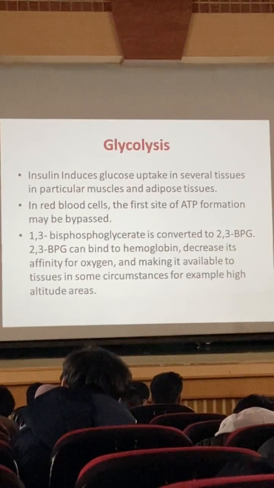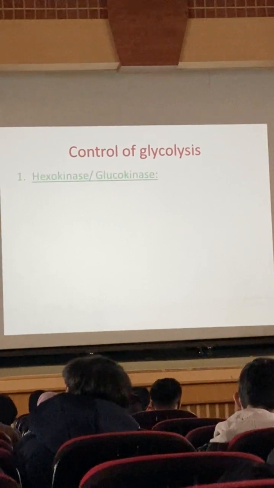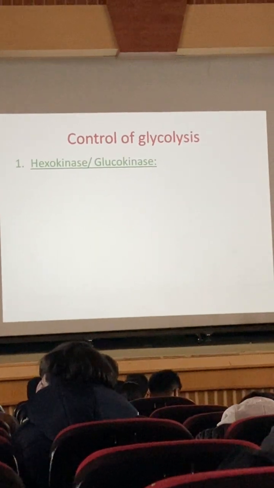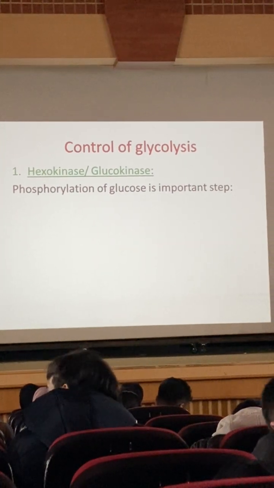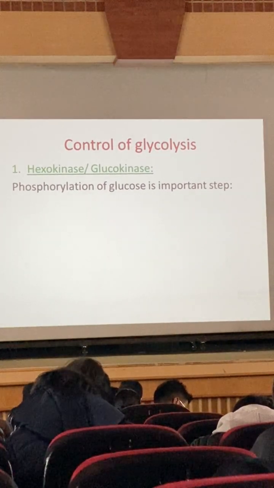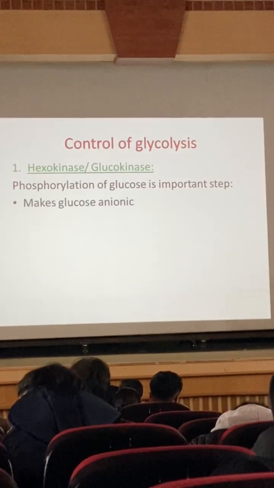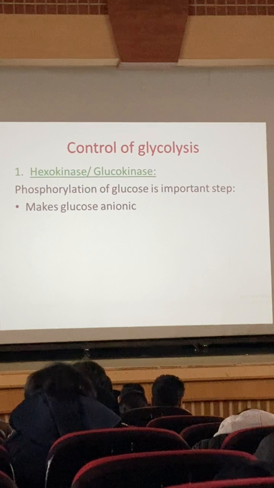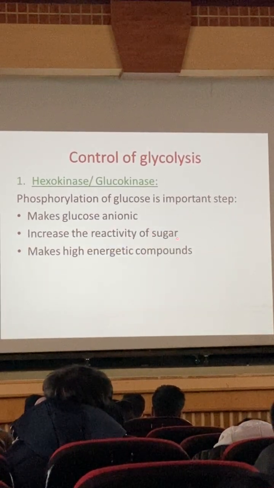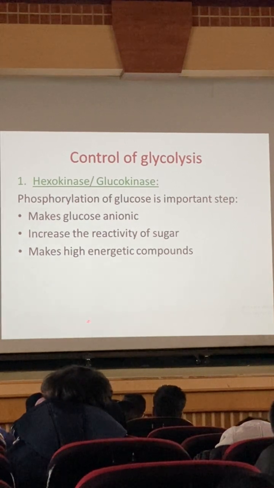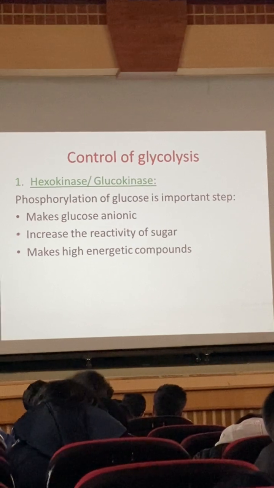Hemolysis. Okay? So how do we control glycolysis in the liver? Hexokinase and glucokinase. We said phosphorylation of glucose is a very important step. One of you said because we want glucose to be trapped inside the cell, we don't want glucose to go out. Another reason is to make glucose anionic, increase the reactivity of the sugar, and make it ready for the next steps in glycolysis, making a high energy compound. Of course, whenever there's a phosphate on a compound, it is a high energy compound.